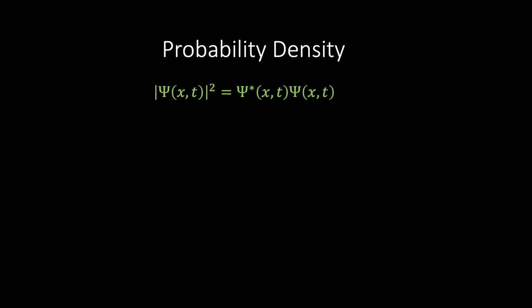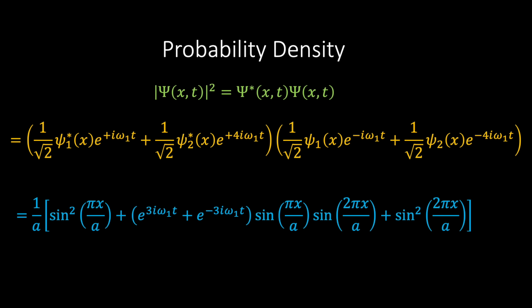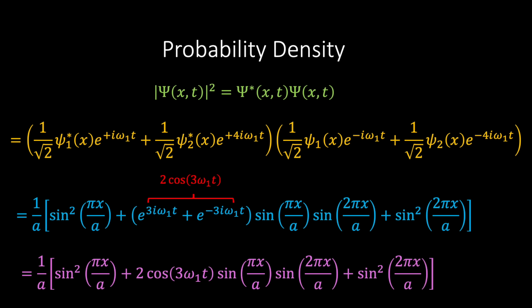And if we then sub in the general wave function we determined earlier, we find the following yellow expression. Next, if we multiply out the brackets and carefully group terms, we find this beautiful blue expression. Now, the reason we have written it like this is because we can then use Euler's equation, which was introduced earlier, to write this term as 2 cos(3ω₁t), in which case we arrive at pure perfection in the form of this purple expression.